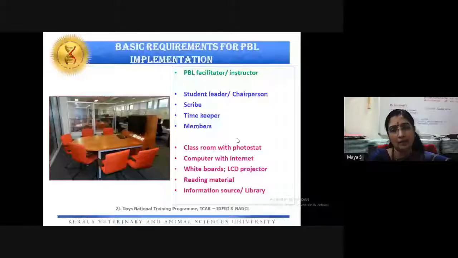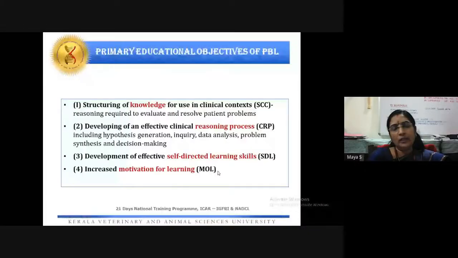So a teacher, a student group, and a well set classroom with all facilities. A smart classroom will be needed with internet, LCD projector, and whiteboards, because the students have to present their topic at the end. They will be going to the library or using an internet connection, because they have to search for the details. So a smart classroom, a group of students, and the teacher: those are the requirements for problem-based learning. Here in problem-based learning, we use two terminologies.